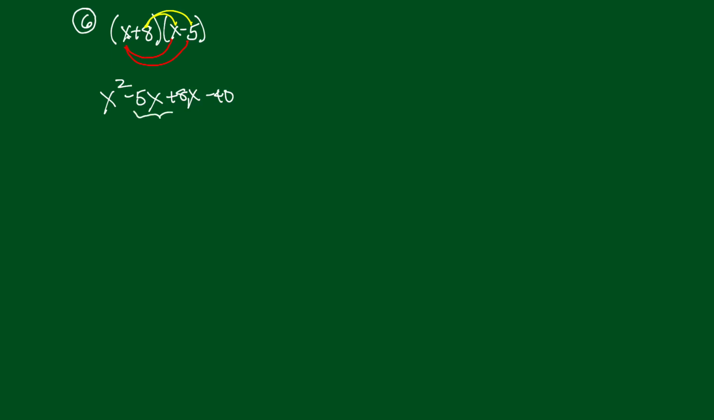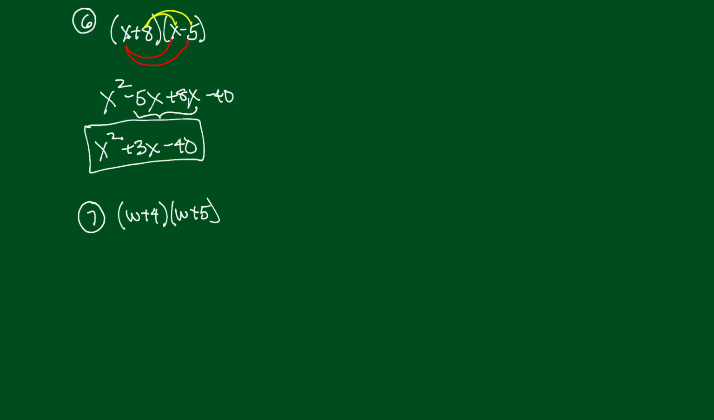Almost done. Combine those x's. So we'll have x squared. Now how many x's do we have? I'm down 5, and then I add 8, so I'm up 3. So plus 3x minus 40. Now there's going to be a time when you practice a few of these that you can just do this directly. Here's what I'm thinking. X squared. Okay, and then do this in your head. You get negative 5x's plus 8x's plus 3x's. And then plus 8 times negative 5, minus 40.